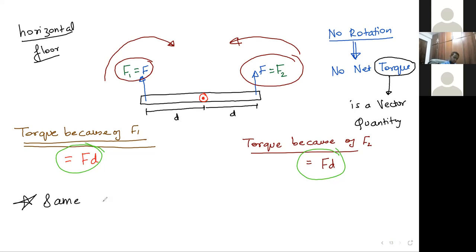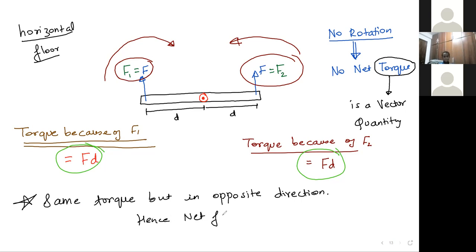I hope you agree with me. Same torque, but in opposite direction. Clear? The torque is the same, but the direction is opposite. Now let's concentrate on the direction. Hence, no rotation. Hence, net torque is 0, and no rotation.